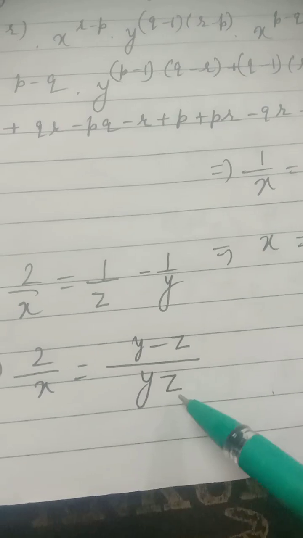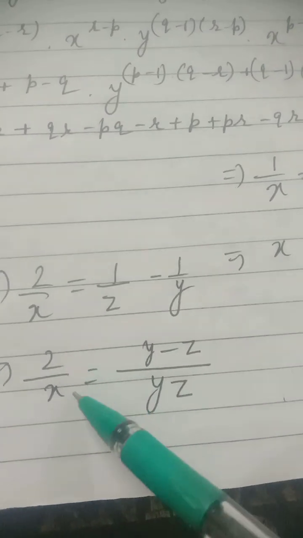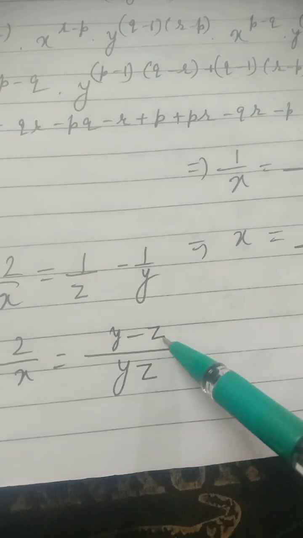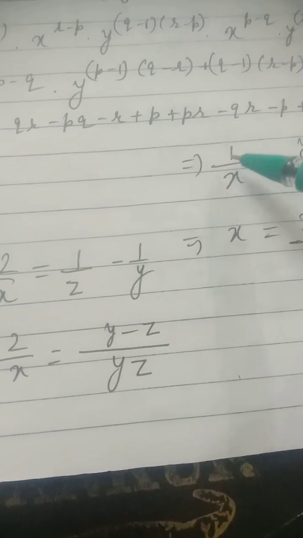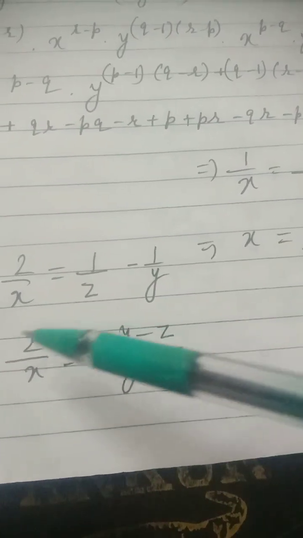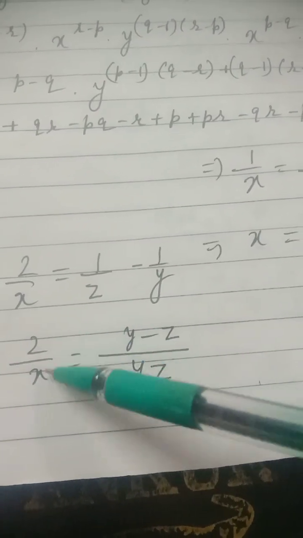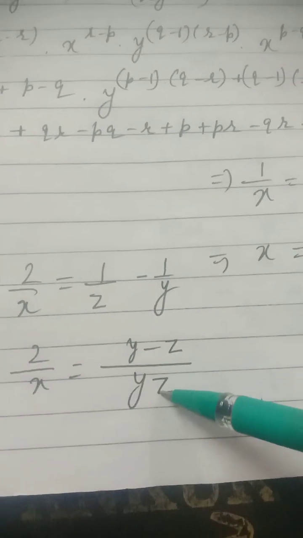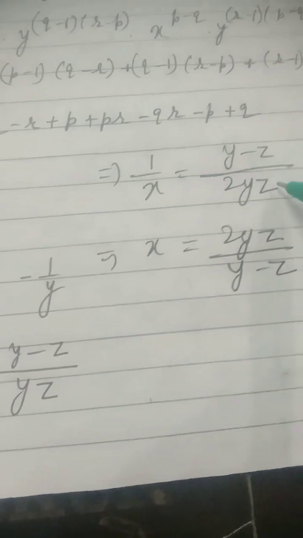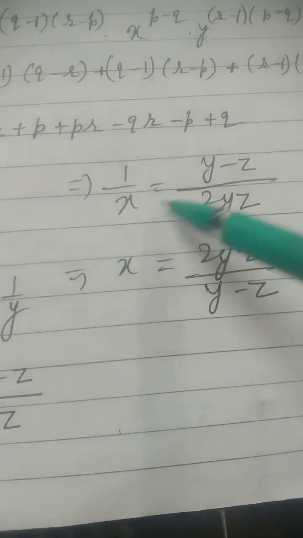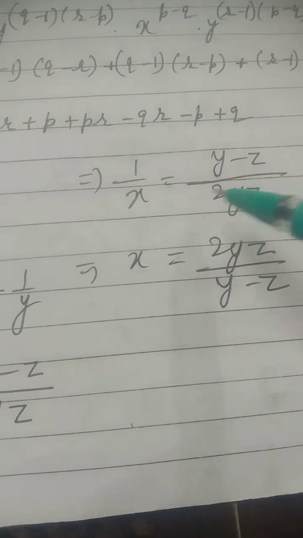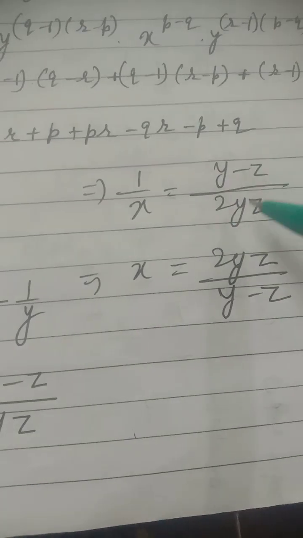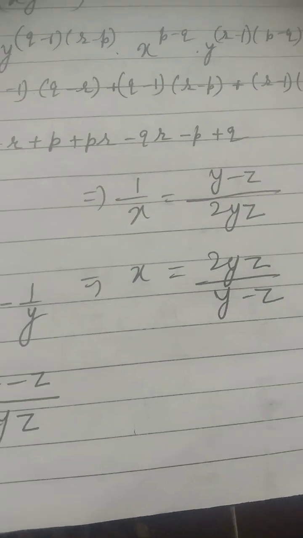So this implies, now just make the reciprocal because you have to find the x here. So x by 2 is equals to yz by y minus z. If we bring the 2 over here, what we'll get is 1 by x equals to, this y minus z will be as it is, but this 2 will come to the denominator. So 1 by x equals to y minus z by 2yz. Now to find out the x, we have to just make the reciprocal. So x will be equals to 2yz by y minus z.